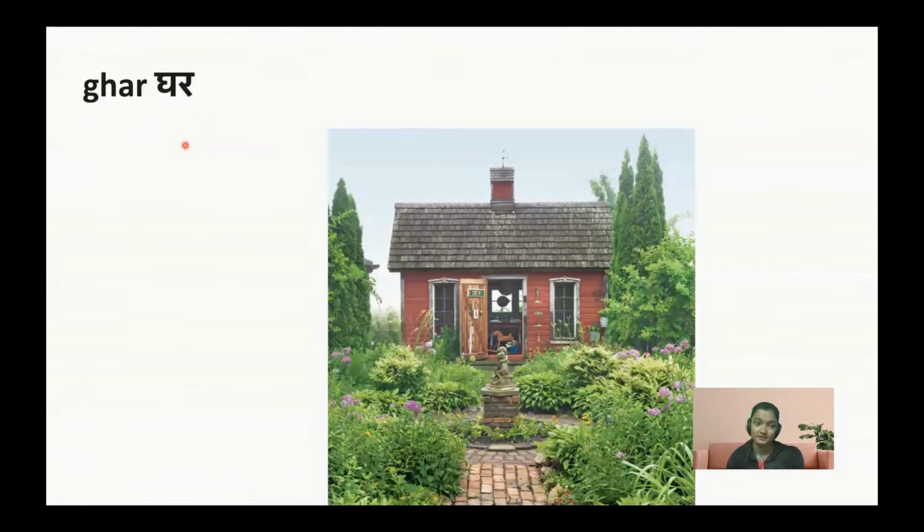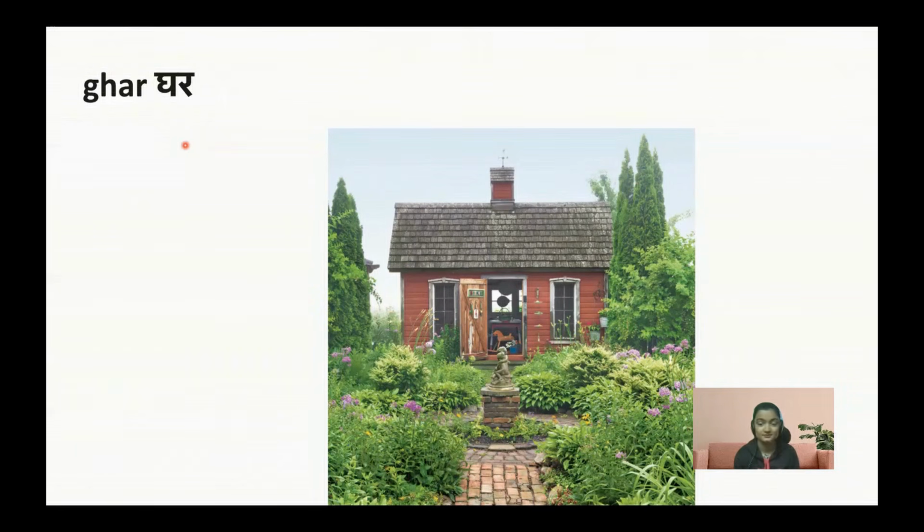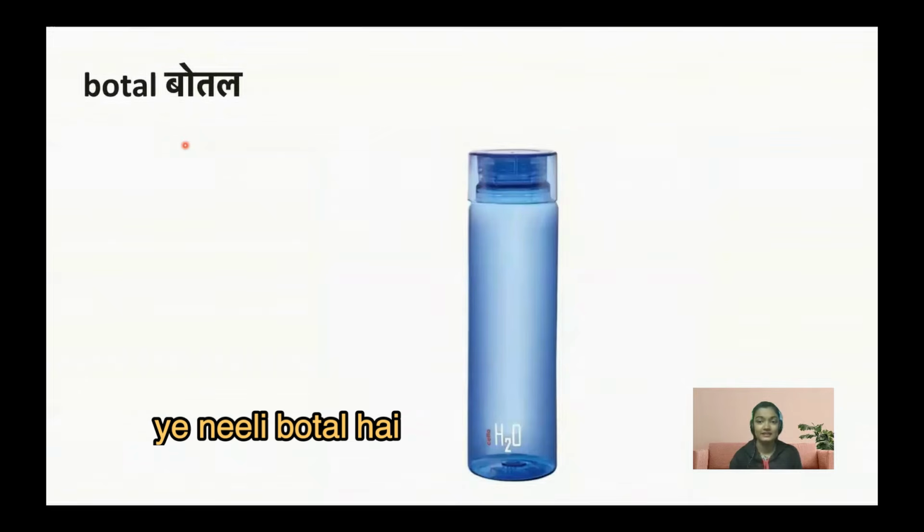Then we have घर. ये घर छोटा है. छोटा is for small. Can you tell the gender here? Yes, it's masculine. ये घर छोटा है. ये नीली बोतल है. नीली means blue. ये नीली बोतल है. बोतल is considered feminine.